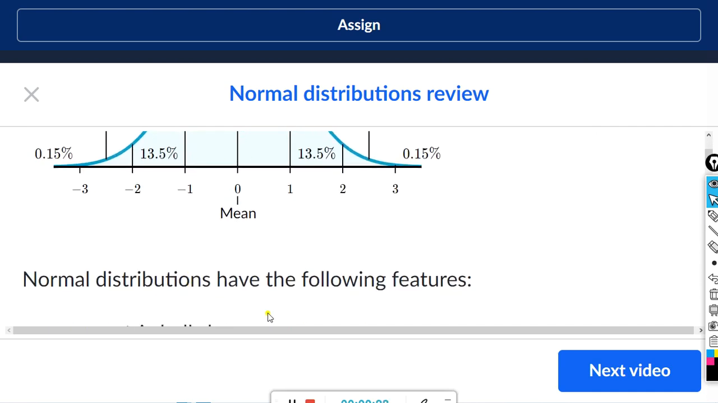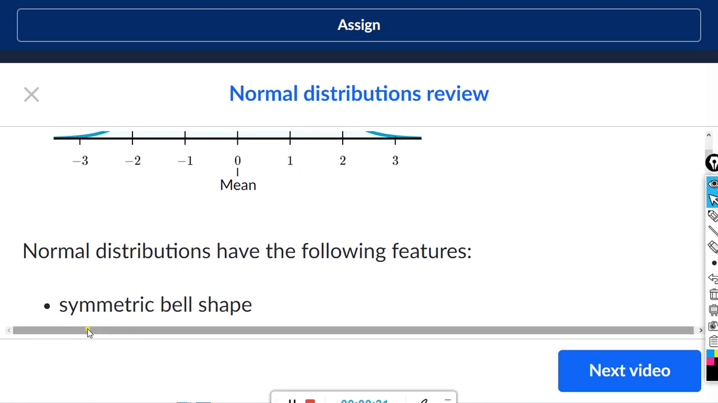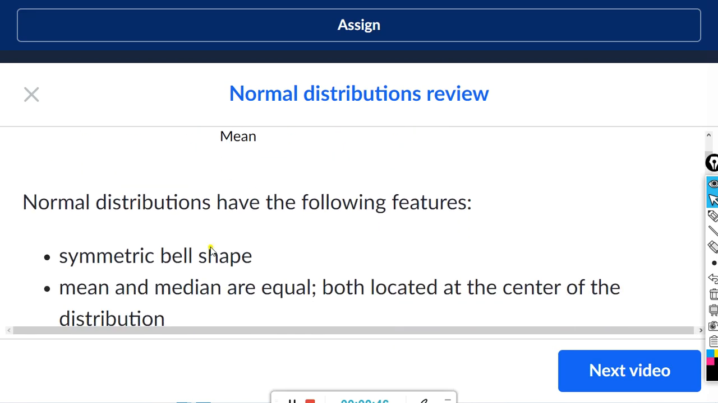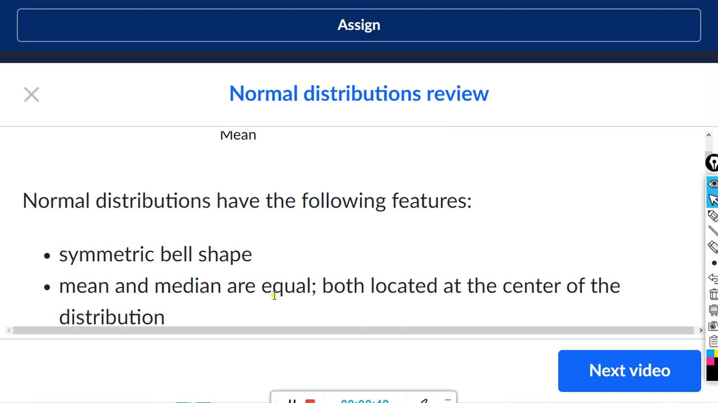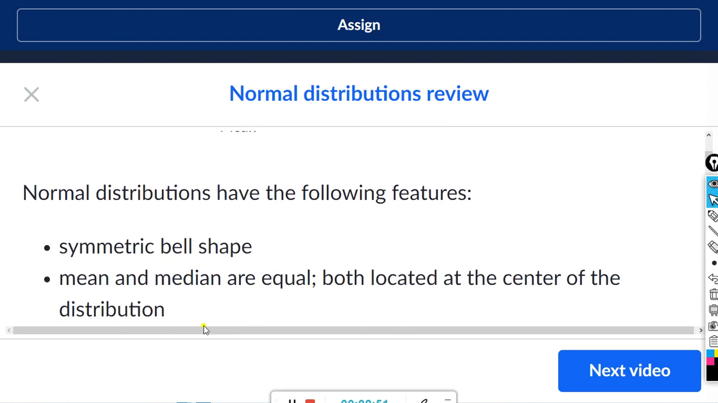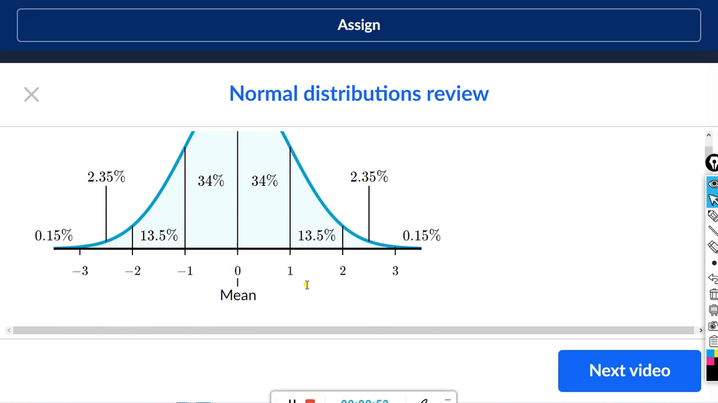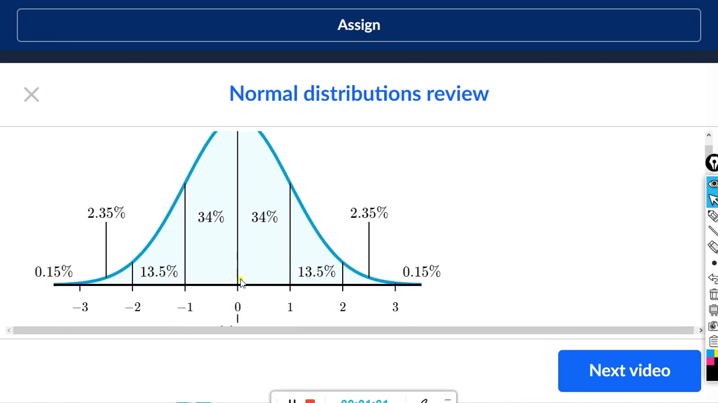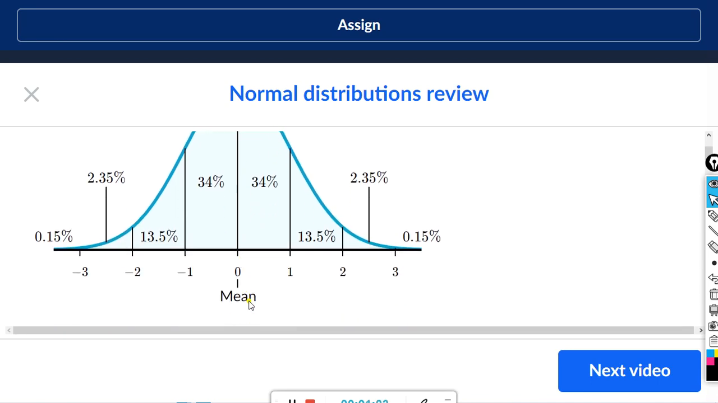All right, normal distributions have the following features. Symmetric bell shape. We know symmetric means it's the same on both sides, and the bell shape is because it's shaped like a bell. You can see that right there. The mean and median are equal, both located at the center of the distribution. You can see this line is your mean, going right down the middle of your bell curve.